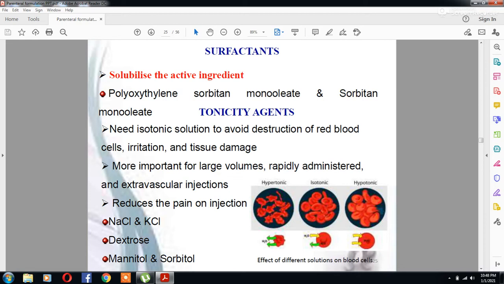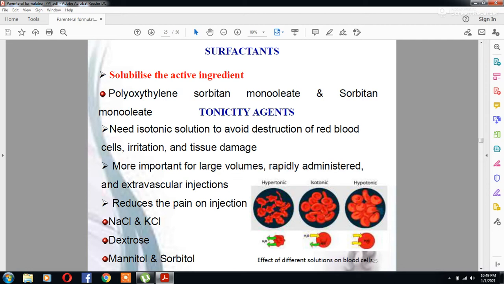Coming towards surfactants. Surfactants, in simple words, can be defined as agents that solubilize the active ingredients. Surfactants are surface active agents like polyoxyethylene sorbitan monooleate and sorbitan monooleates.